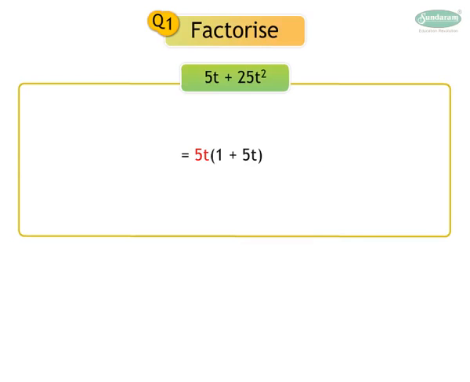So we take 5t as common and write 1 plus 5t in bracket. Now students, we can see that 5t multiplied by bracket 1 plus 5t does not relate to any of the identities that we revised, and the terms do not have any other factor. Hence, the final answer is 5t multiplied by 1 plus 5t.